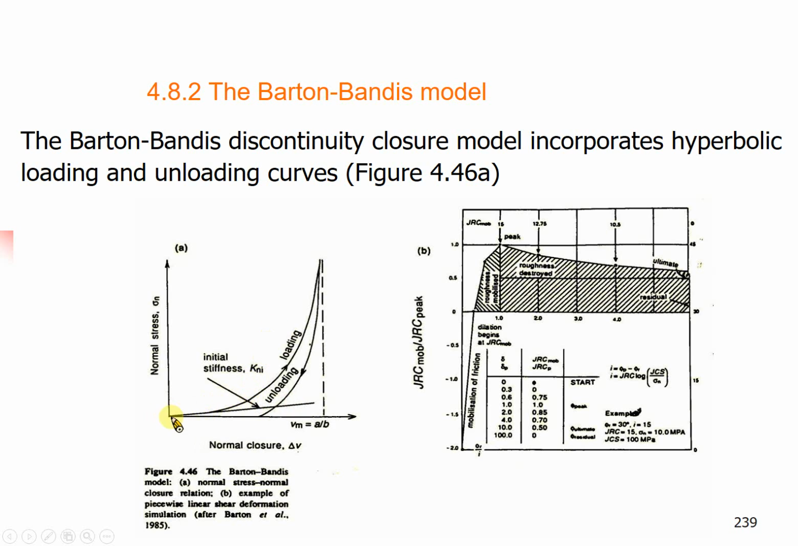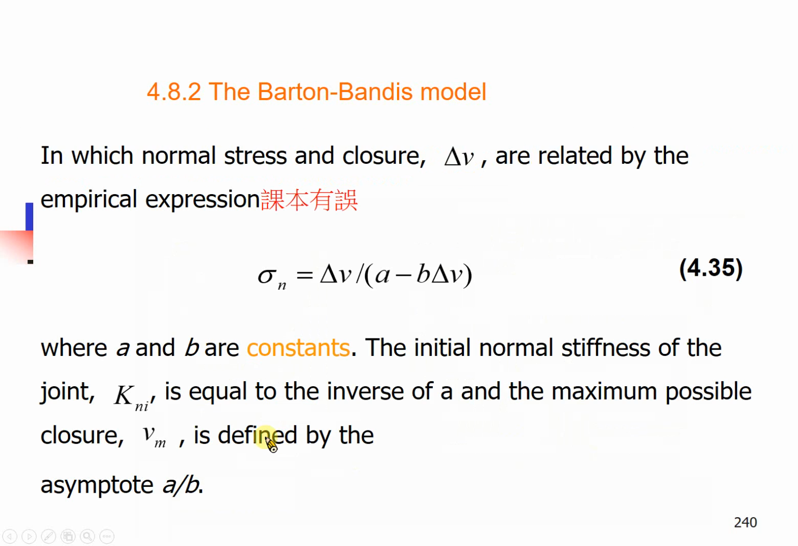This will be a curve, and you can get a tangent line here. If you have this tangent line and the maximal closure, if you have these parameters, you can fully describe the normal stress versus joint closure, like this. This will be a hyperbolic equation.